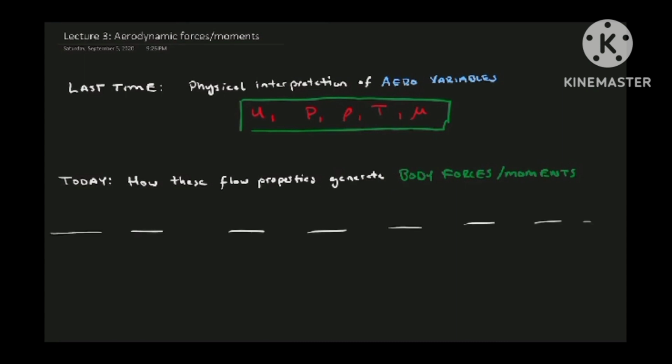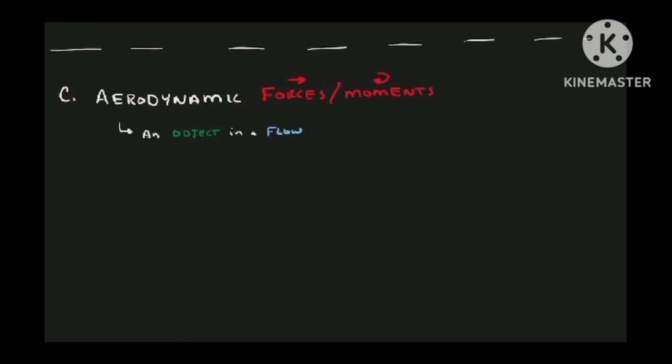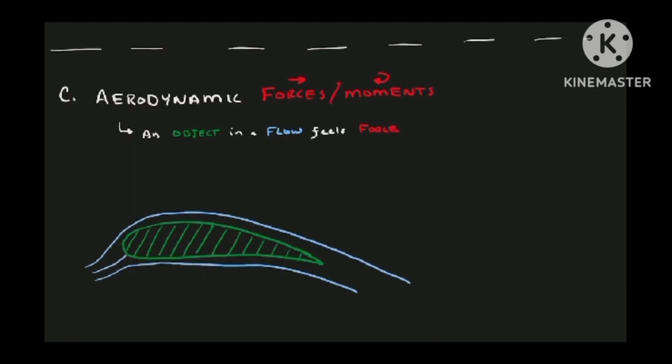In aerodynamics, we're generally concerned with the forces produced on a body traveling through air. As we all know by now, an object moving through a fluid feels force, which is like the motto of aerodynamics. So, let's draw our object in a flow, in this case an airfoil. The flow moves around the object, changes direction, and results in a net force on the object.